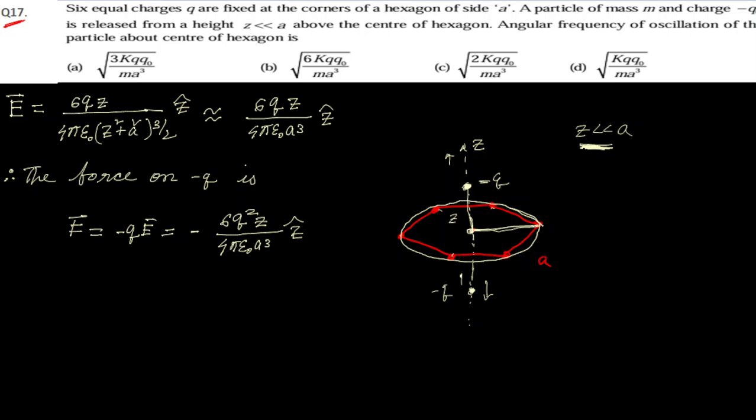So we can assume it in this way also. If the charged particle is released at the center of this loop, there will be no force because there is no electric field at the center. So the net force will be 0, and the charged particle will remain at rest at this position.